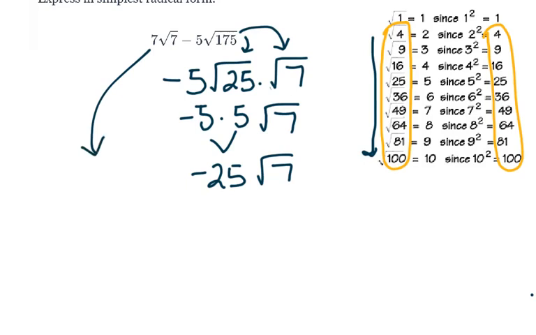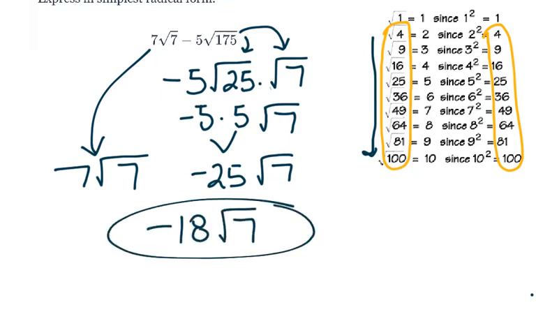Okay. Now bring down the other radical. So I got 7 root 7 minus 25 root 7. So 7 minus 25 is negative 18. And then the root 7 stays the same. Bam. Okay. All right, let's do one more.